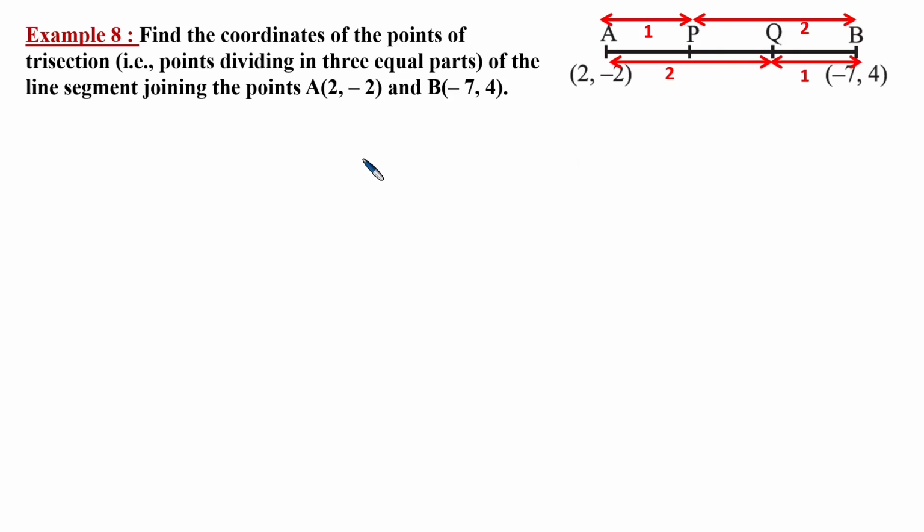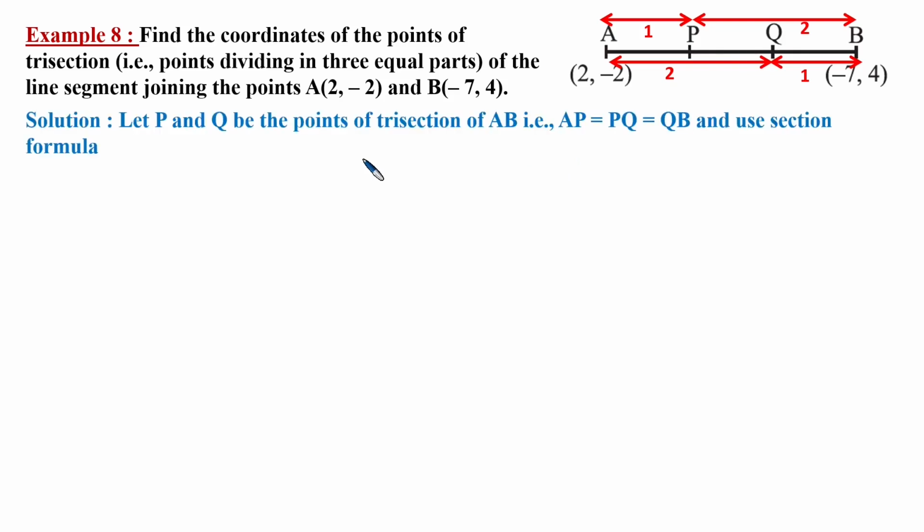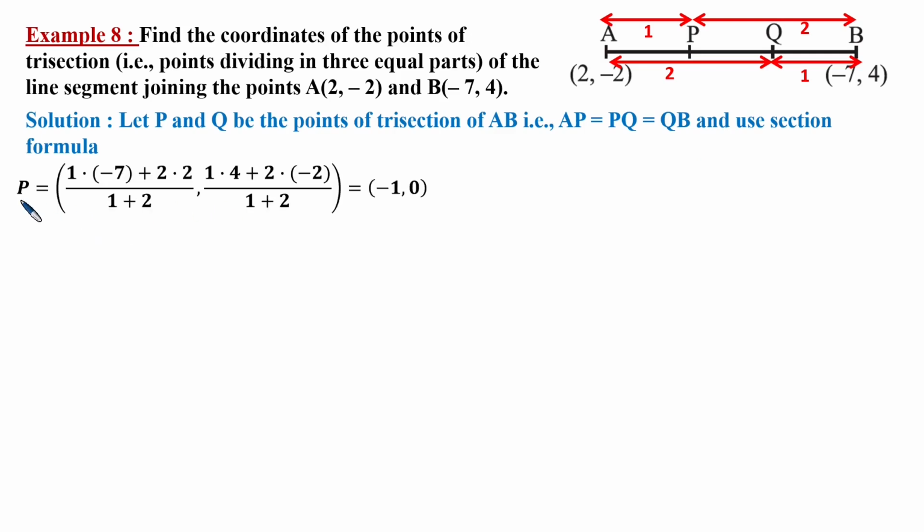So how do you find the coordinates of point P and Q? I use the section formula. So here it is: let P and Q be the points of trisection of AB, that is AP is equal to PQ is equal to QB, and use the section formula. And what is the section formula? For this point P, this line AB is divided by P in the ratio of 1:2. So this is M1, this is M2. So I use this section formula, very easy, go back and check it. And you will get minus 1 comma 0 for this P.